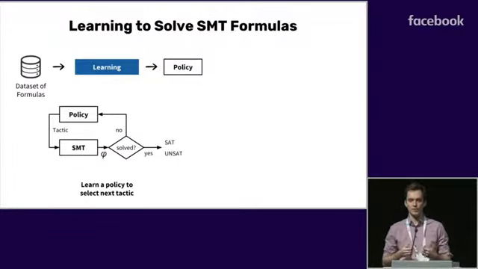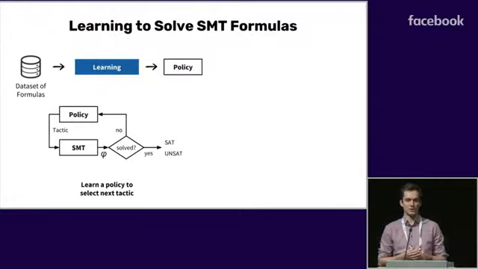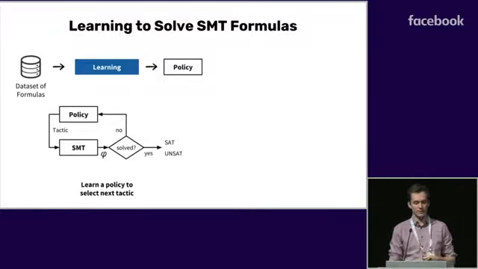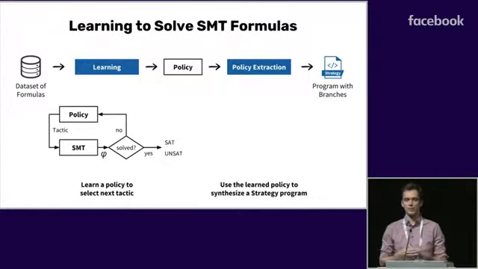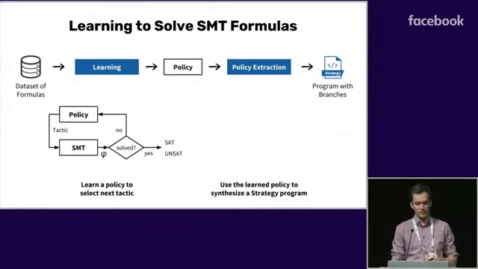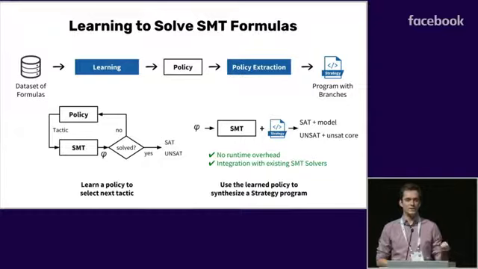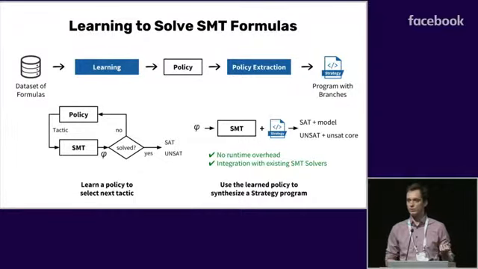So first we learn a policy that predicts the next tactic to apply, with all the disadvantages that I just described. But to address the disadvantages, there is a second step that tries to extract the policy. So we try to extract an interpretable program that contains branches or even loops that describes the decisions that the policy learned. And with such a program, we can go and replace the handcrafted heuristics that the SMT solvers use with our learned strategy. And this involves no runtime overhead, as well as nice integration with the solvers. So how do these 2 steps work?